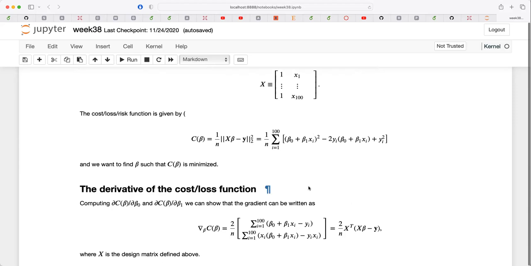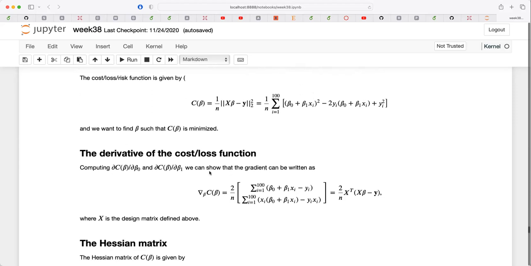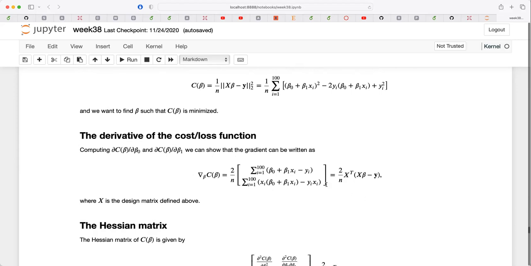And then you take the derivative of the cost function. In this case, the only thing I've done, instead of having a minus sign, I just flipped y and beta. So that takes away the minus sign. This is just rewriting the gradient. And the gradient is now simply given by this 2 over n. I have the sum, this is the gradient for beta 0, with respect to beta 0, and this is with respect to beta 1.